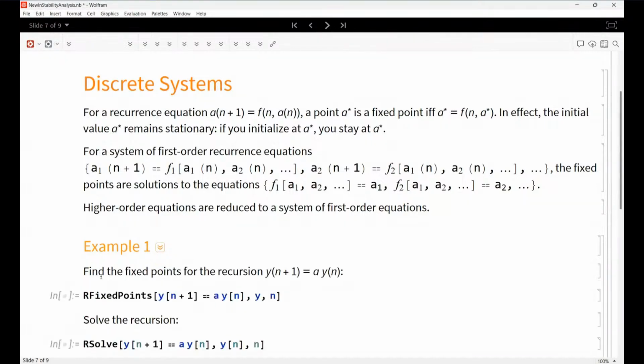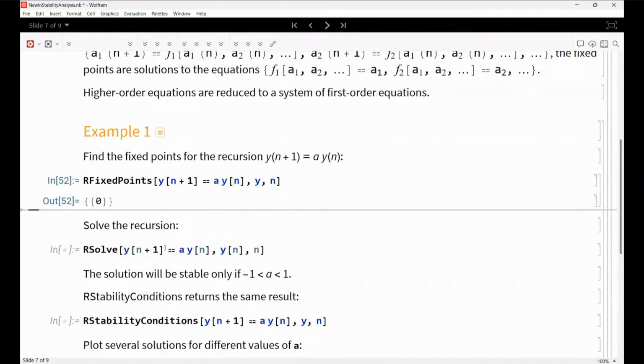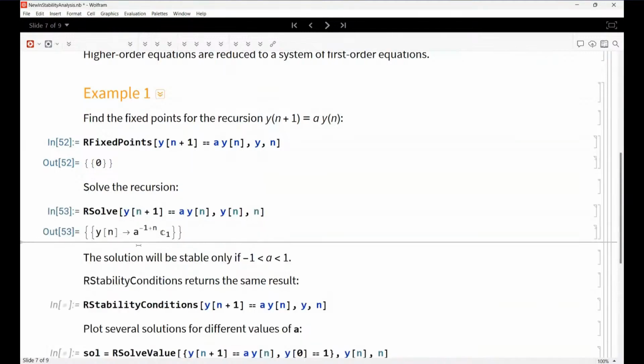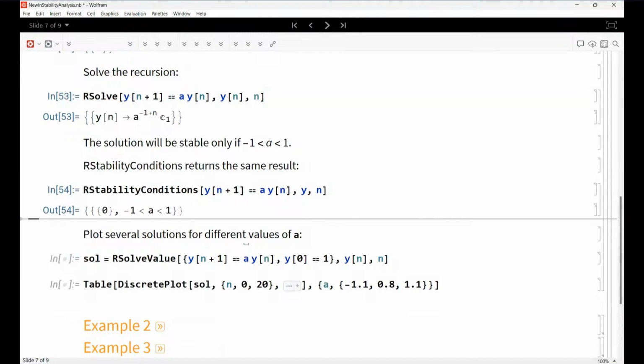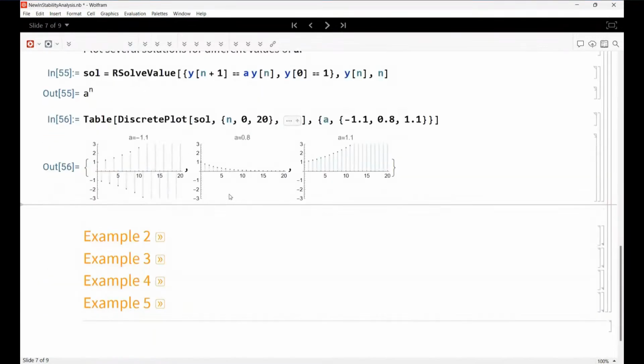But first, let's consider the recursion y_{n+1} equal to a y_n. This equation has one fixed point, 0. And the solution of the recursion is the following expression. So we can say that the solution will be stable only if a is from -1 to 1. And our stability condition returns the same result. Now we can plot several solutions for different values of parameter a to see that it is stable only in this case.